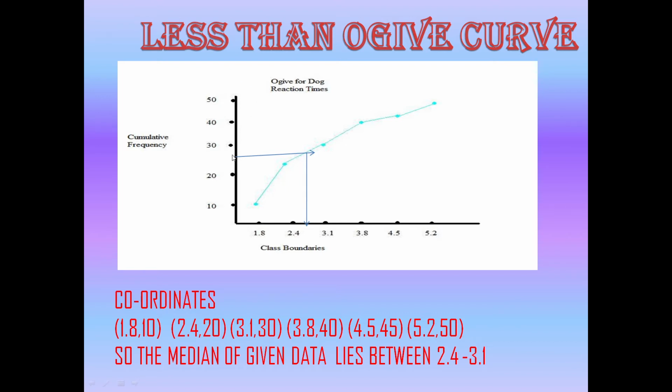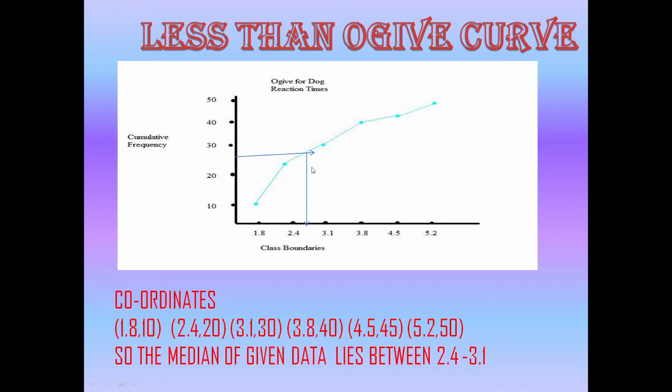N by 2 is nothing but here on the y axis 20 to 30. So it lies between 20 to 30. From there we can draw a perpendicular line on this curve. It touches the curve at a point. From that point I want to draw another perpendicular line on the y axis. So it touches the y axis at a point. That point is called the median of the given data.